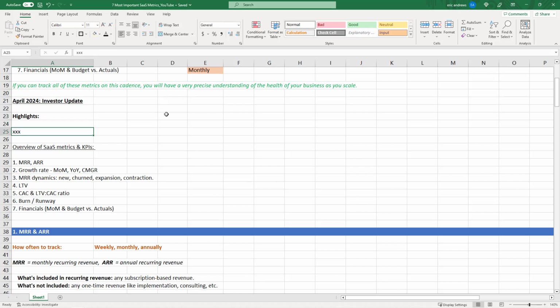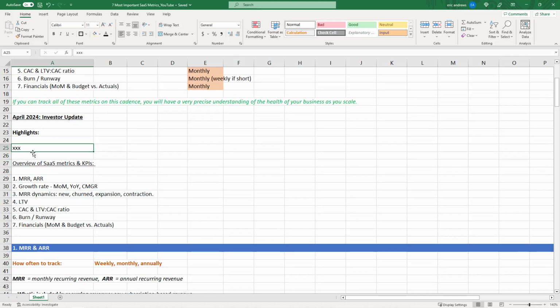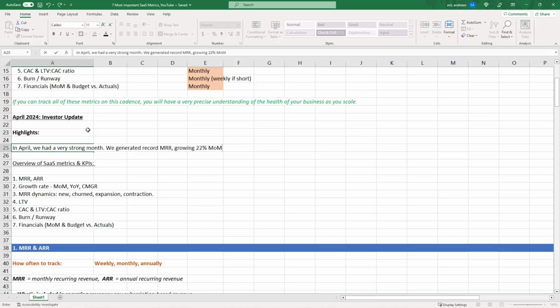So the first thing in an update, you'd want to write a couple of highlights. So just as a summary, and then you can summarize all the metrics below. So let's say in April, we had a very strong month. We generated a record MRR, growing 22% month over month, along with a significant reduction in burn. So that's a quick highlight.